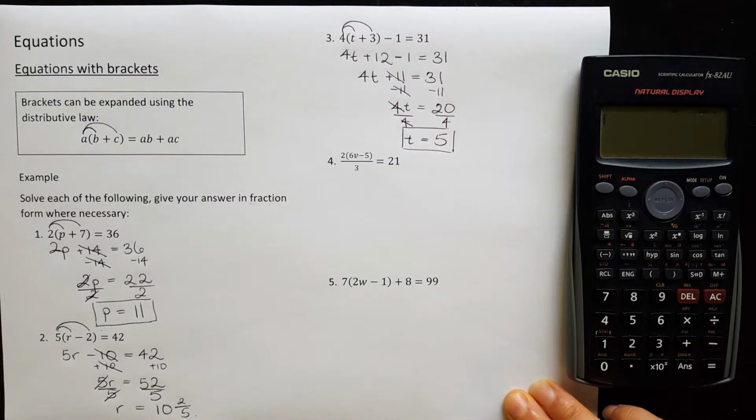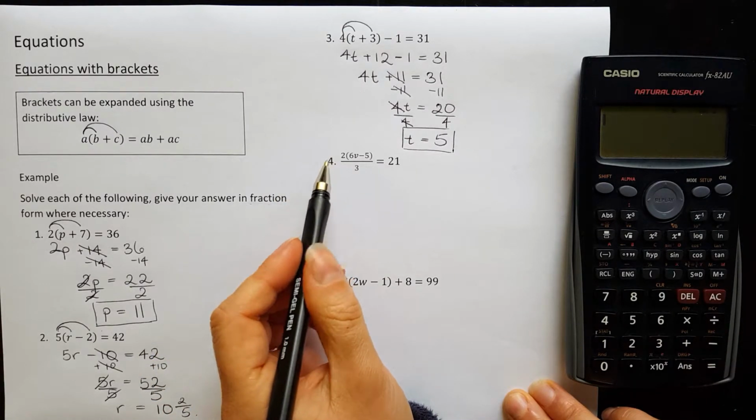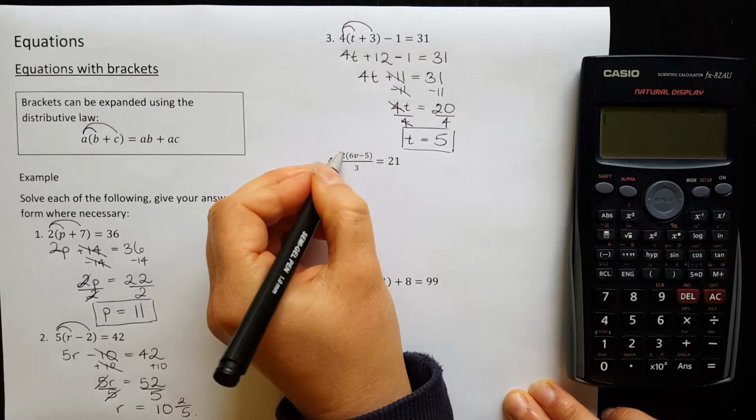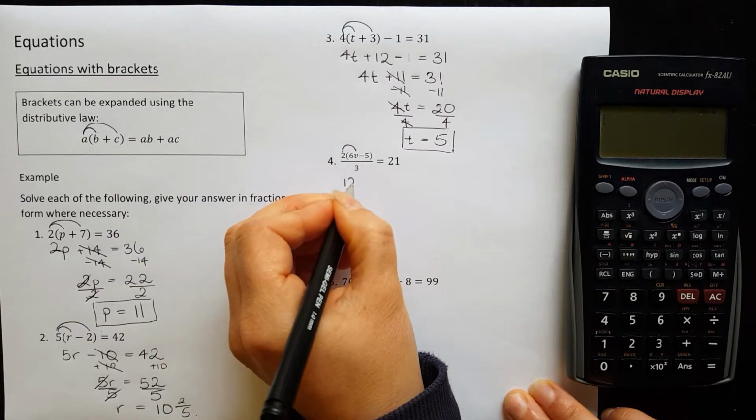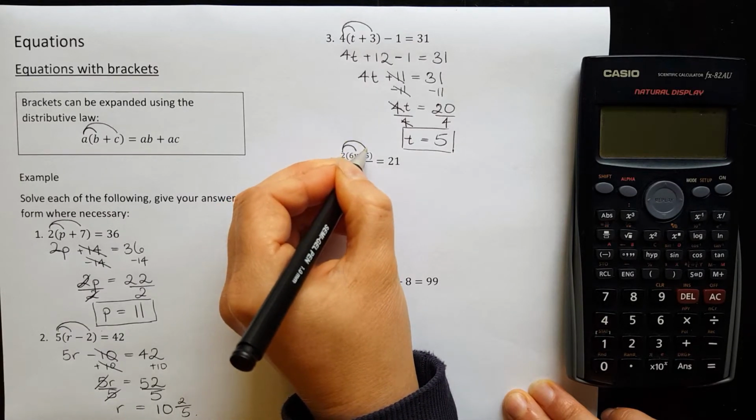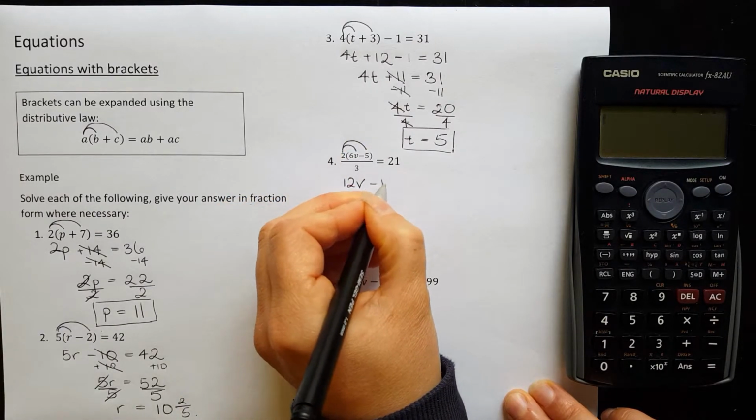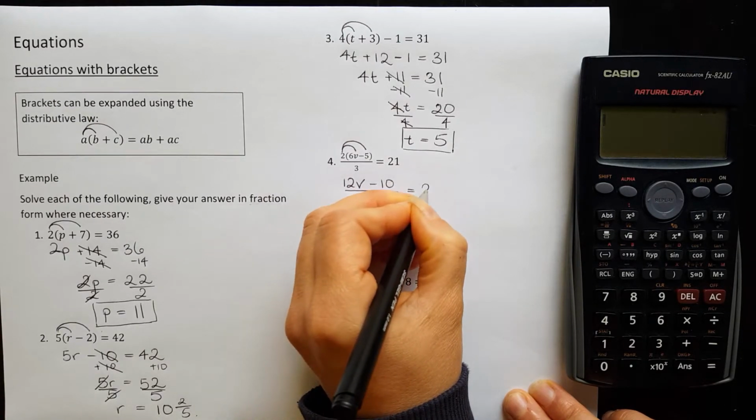Okay, question 4. First of all, let's expand some brackets. 2 times 6V, 2 times 6 is 12V. And then 2 times minus 5 makes minus 10, all over 3, is equal to 21.